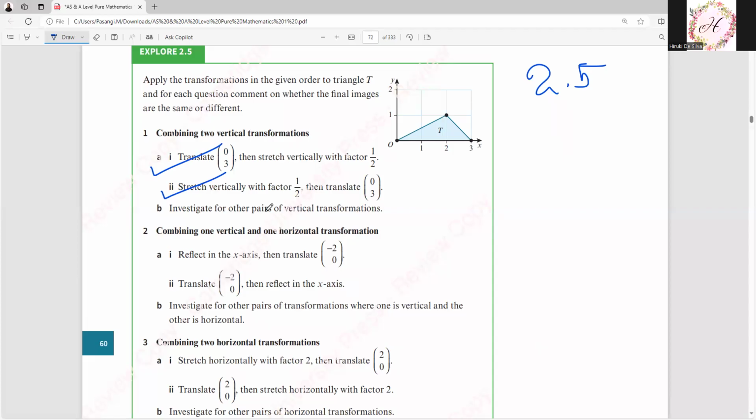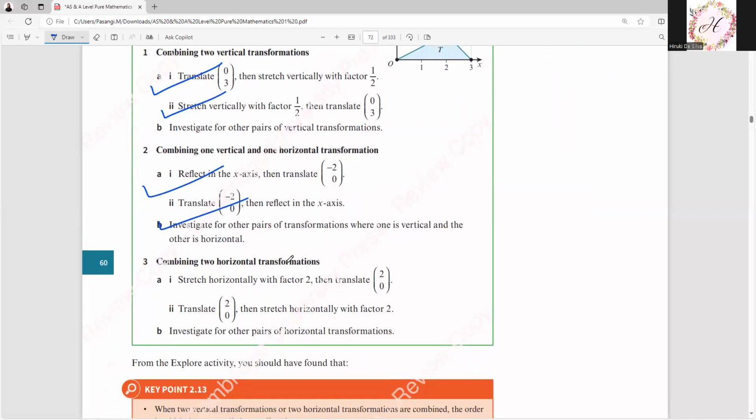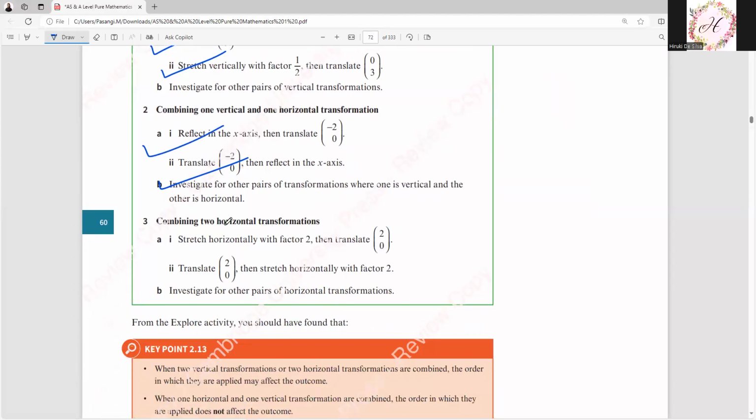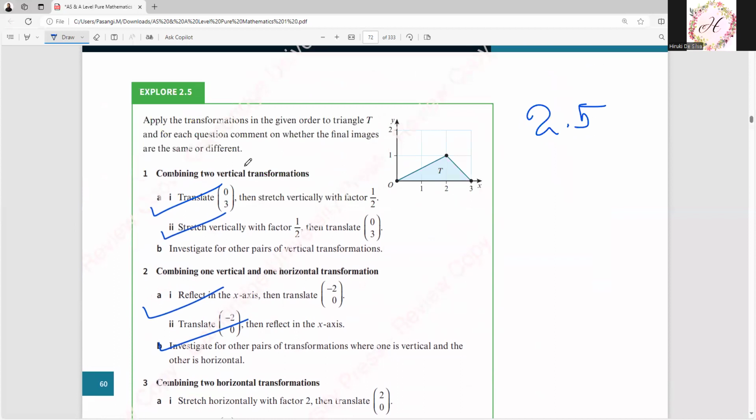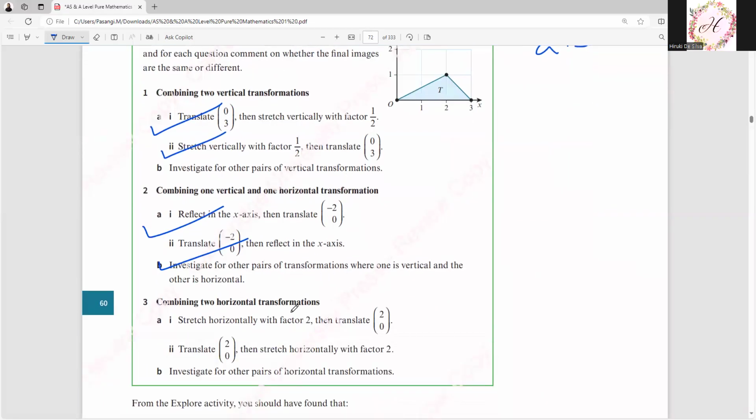Okay, teacher. I did the second one as well. Okay. That one also, it's clear, right? Yeah, the same picture there. Okay, for the last one, we have combining two horizontal transformations. So earlier it was two vertical transformations, then one vertical and one horizontal. The last option says two horizontal transformations.